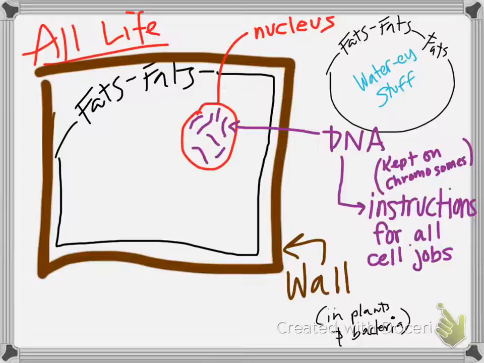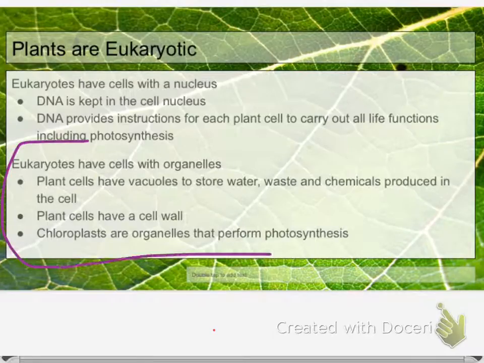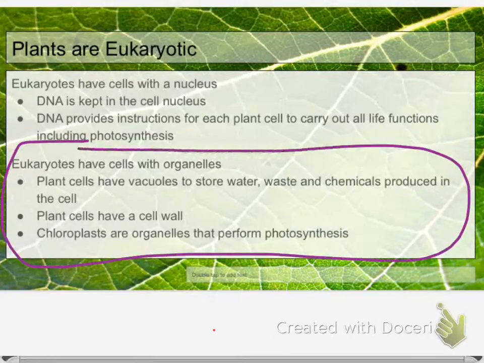So, is that all that we have in a plant cell? No, we've got other stuff, because it doesn't matter if you have instructions if you've got no machinery to build anything. So we've got other organelles. Organelles are little tiny miniature organs inside a cell. All eukaryotes have organelles, and plants have some special ones. You've got a bunch of instructions to make stuff, but nothing to make it. You need machinery to make it.